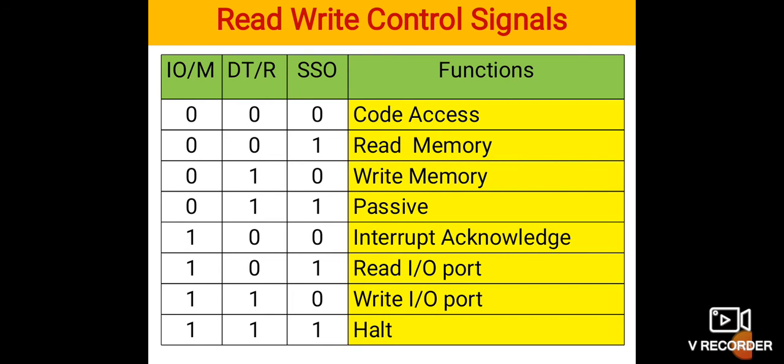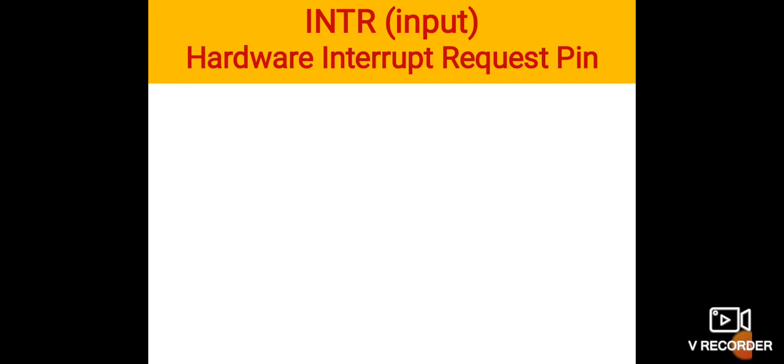This table will tell you the various functions like code access, whether you are reading the memory, writing the memory, or it is passive, whether it is an interrupt acknowledgement, which is reading the IO port or writing the IO port, or it is the halt, which is taken from the previous tables. And interrupt, we have two interrupt pins over here.